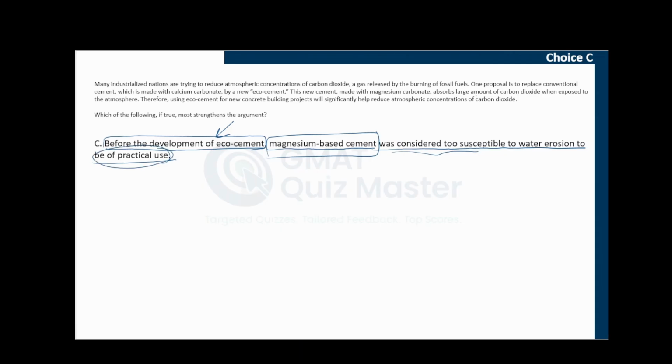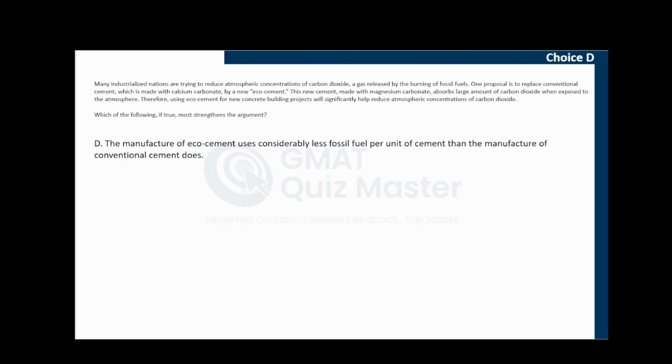Now, the conclusion is about the use of eco-cement, whether or not the use of eco-cement will help significantly reduce atmospheric concentration of carbon dioxide. This choice, which is about other magnesium-based cements, what were the issues with these magnesium-based cements, in no way supports this conclusion. It does not make us believe more in this conclusion, and that is why this choice is also incorrect. If you selected choice C, please go back to your bridge table and update your bridge table. Let's move to choice D now.